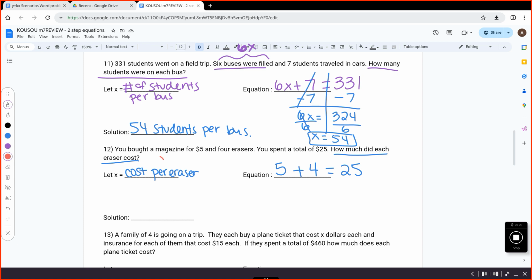Now, since x is the cost per eraser, are we going to attach that to the 5 or the 4? Which one of those numbers pertains to erasers? Well, it's the 4 erasers. So we are going to insert the x next to the 4 and start solving. We draw the river down, minus 5 on both sides, and we get 4x is equal to 20. Then we're going to divide each side by 4, and we get x is equal to 5. So our solution is $5 per eraser.